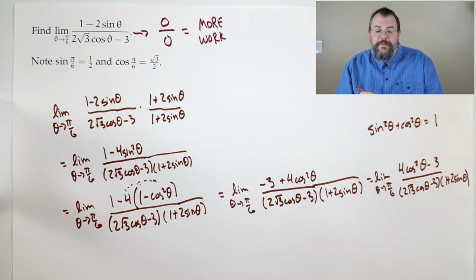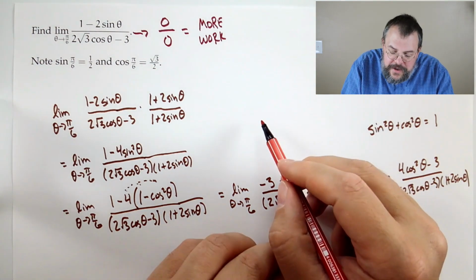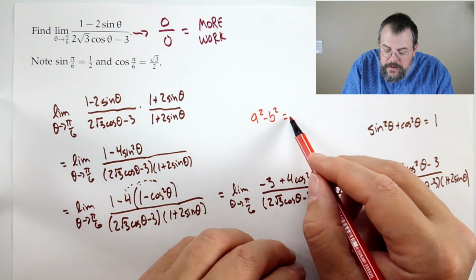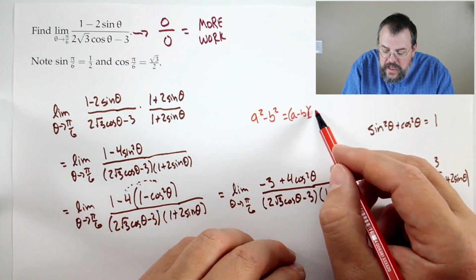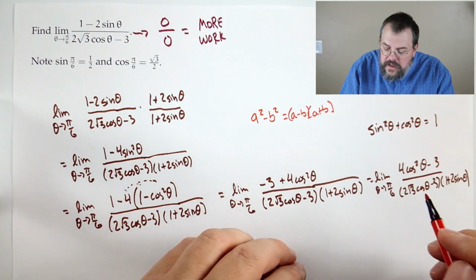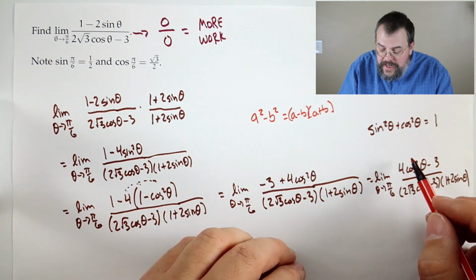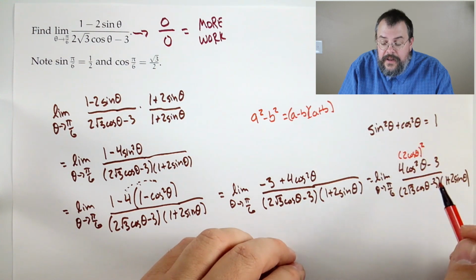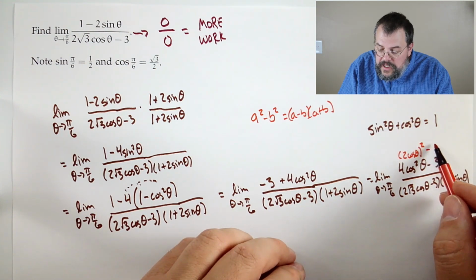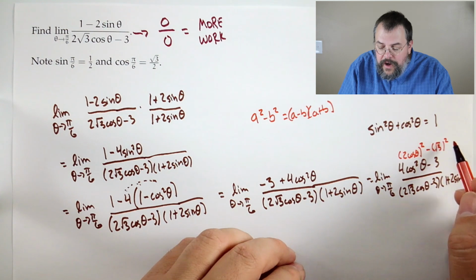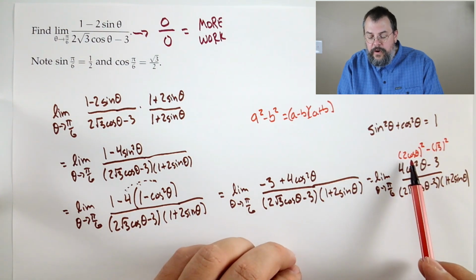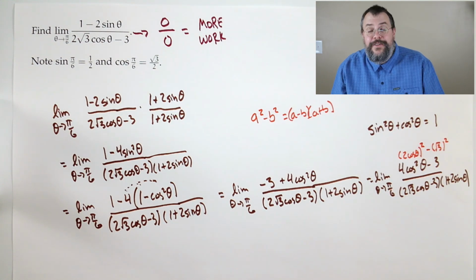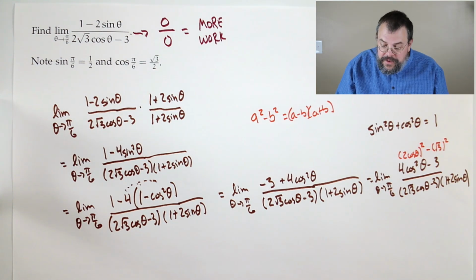But remember, in the back of our head, we have our good old reliable friend, a squared minus b squared, which is a minus b, a plus b. I can think of 4 cosine squared theta as 2 cosine theta squared. How about 3? I can think of that as square root of 3 squared. So I got a squared minus another squared b squared. That means I can use the formula. Okay, that's something.